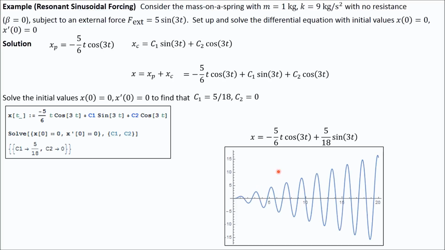So the 5/18 sine 3t is not very interesting. It's not really doing much of anything. You can barely even see it in this picture. What's really dominating this picture is the t cosine 3t. The t is causing the amplitude to increase linearly forever. This object is just oscillating back and forth with ever-increasing amplitude for all of time.